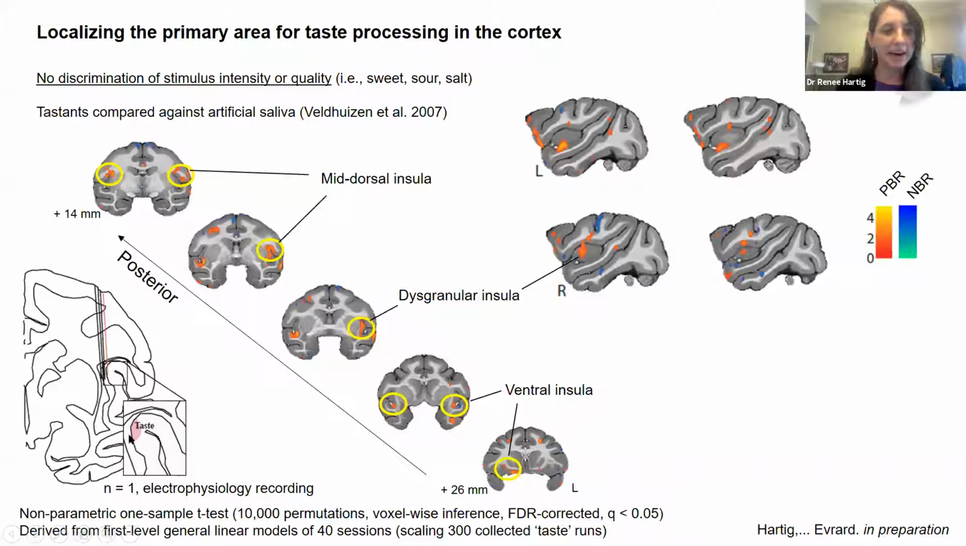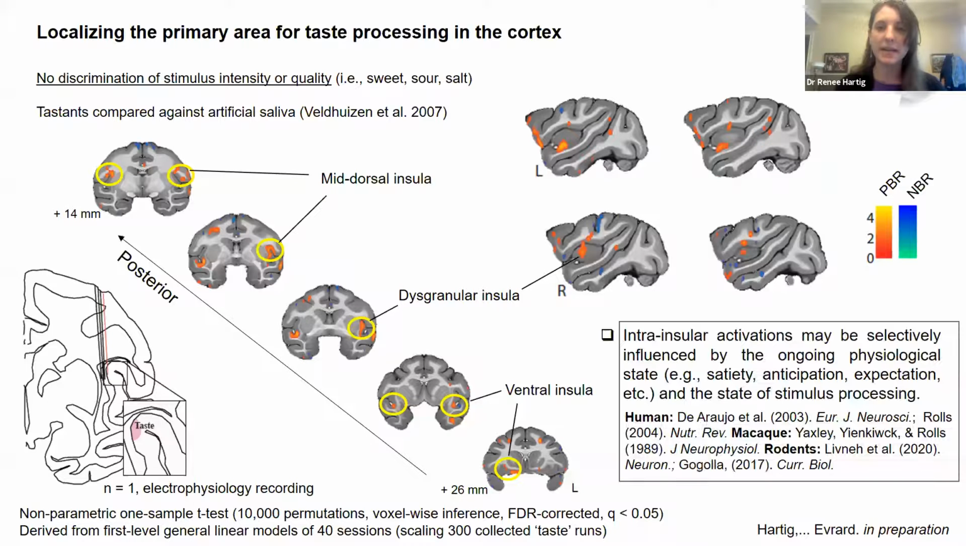And what you can see here highlighted in pink were the actual niches that responded to the taste, when we went in to record the multi-unit and population level activity. Now, what's interesting about the insular cortex is that within these cytoarchitectural boundaries, we can see that different activations may be selectively influenced by the ongoing physiological state, which includes satiety, anticipation, expectation, and the state of stimulus processing. And this is a signature that we're seeing across species, and that includes humans, macaque monkeys, and rodents.